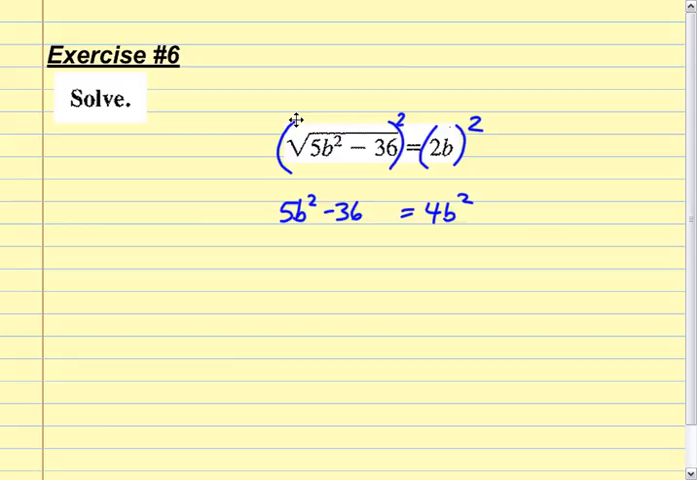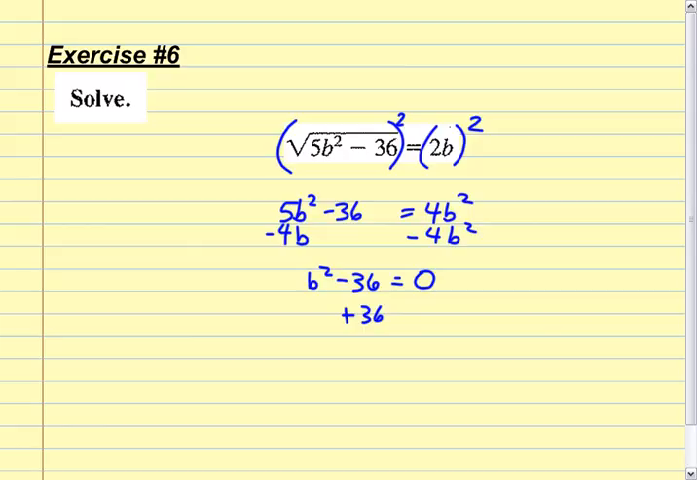B's on the same side. All right. I'm going to subtract 4b squared from both sides. And I've got b squared minus 36 is equal to 0. Okay? Emma, where do you want to go from there? Add 36.